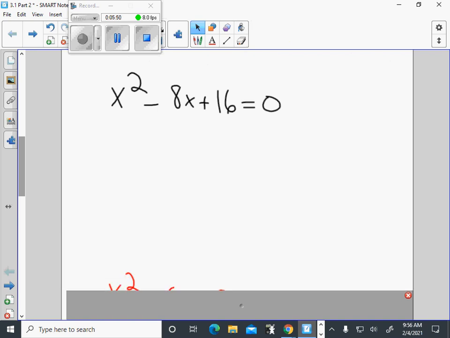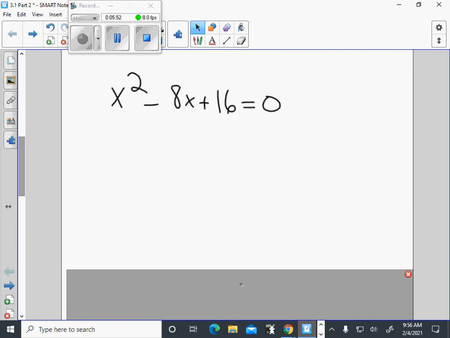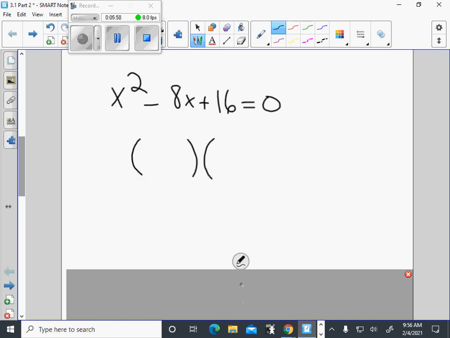Let's try this one. Okay, I have to factor this out. I know that this is going to be x, this is going to be x. Find the factors of 16. Okay, we know that's 1 and 16, 2 and 8. 3 doesn't go into it, but 4 does.